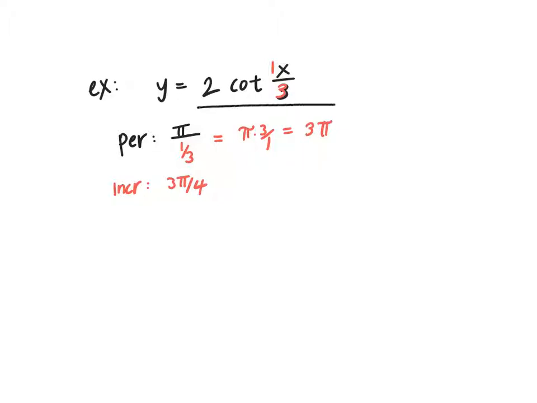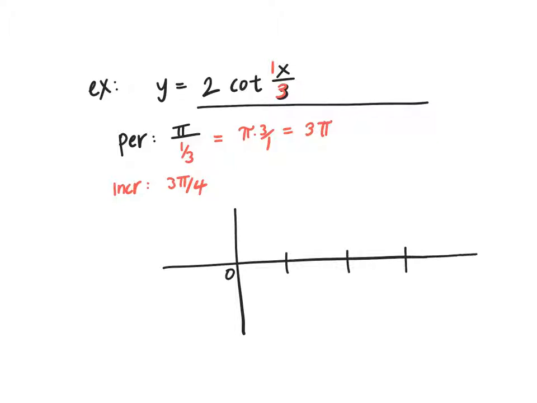I don't have any phase shifts left and right or vertical shifts up and down. So I am just going to go ahead and make my 0, 1, 2, 3, 4 tick marks here. Y value of positive 2, y value of negative 2 here. I'm adding by 3 pi over 4 each time. So that's 3 pi over 4, 6 pi over 4, or 3 pi over 2, 9 pi over 4, and then 12 pi over 4, or 3 pi, right? So notice my period is 3 pi, right? From here to here is 3 pi long.